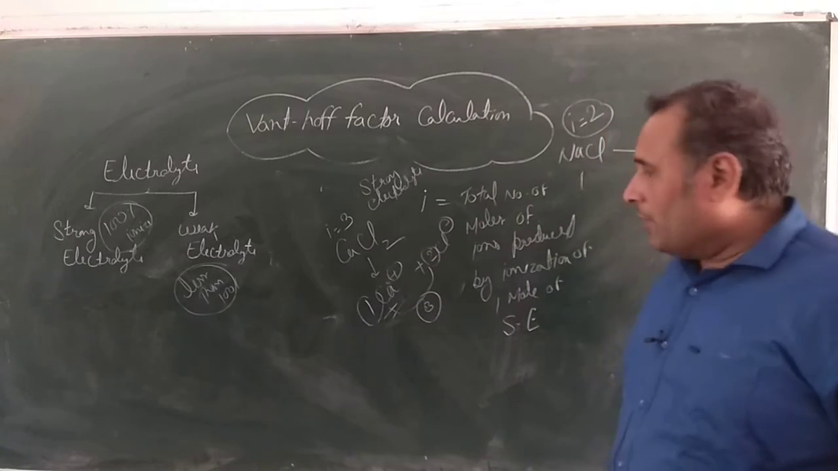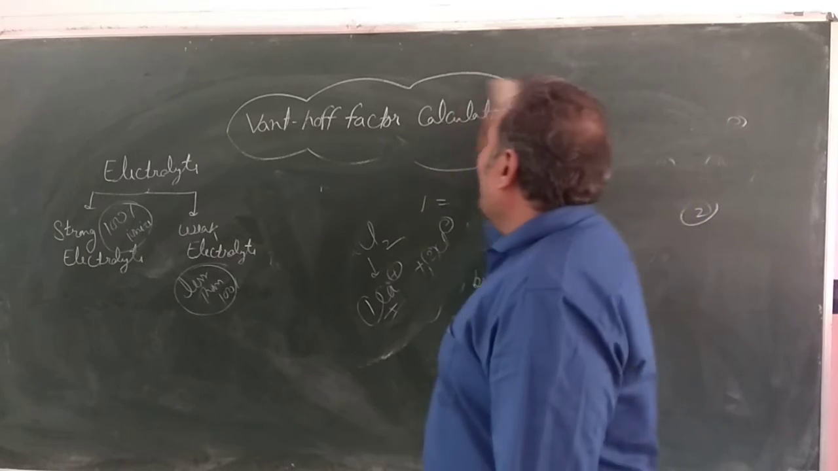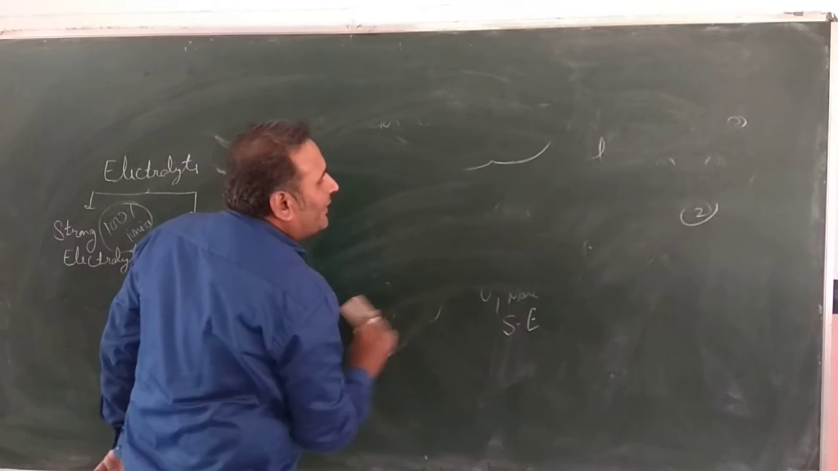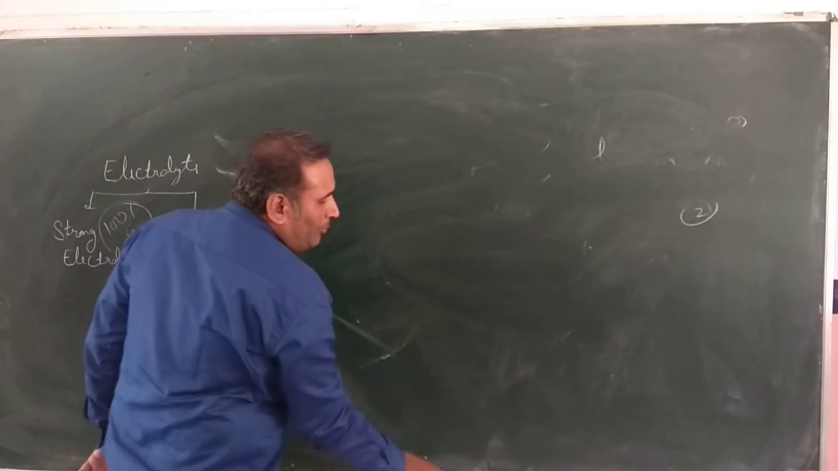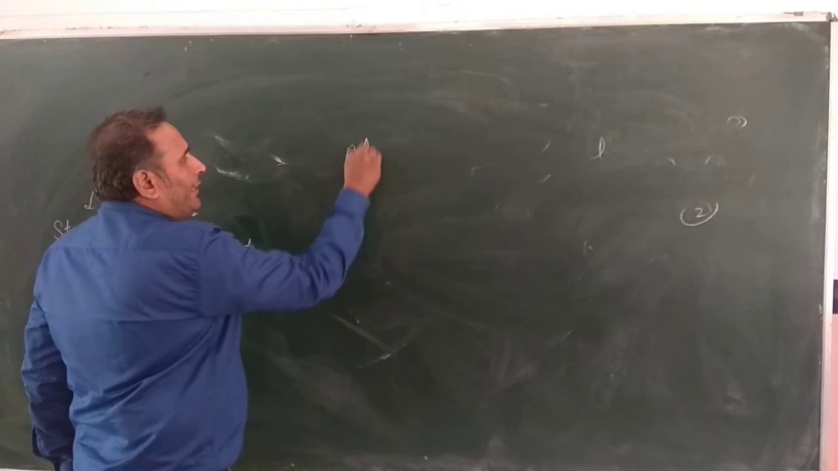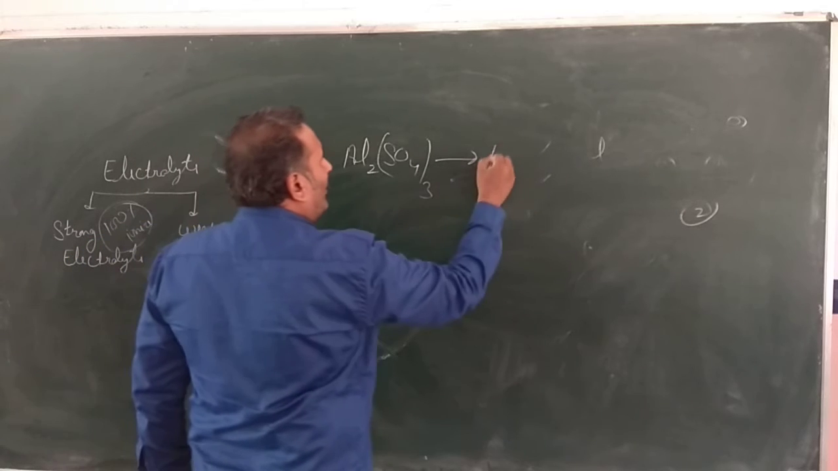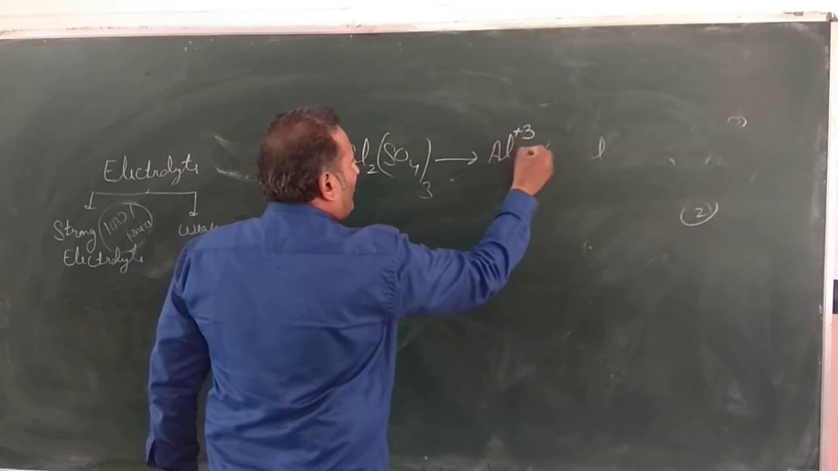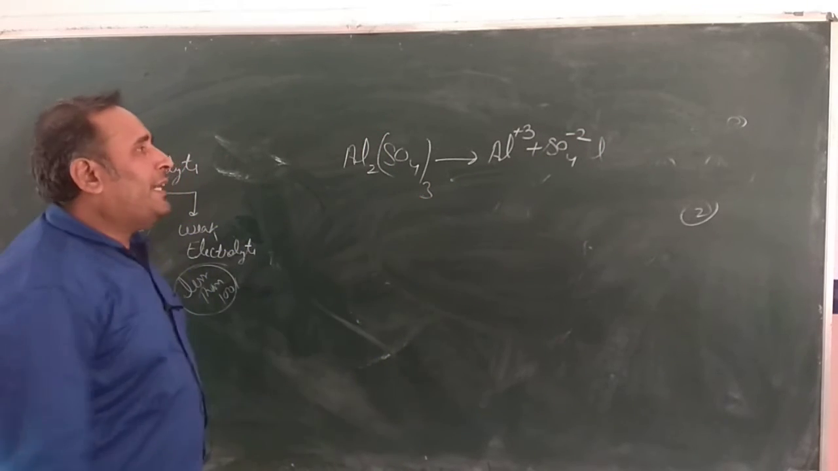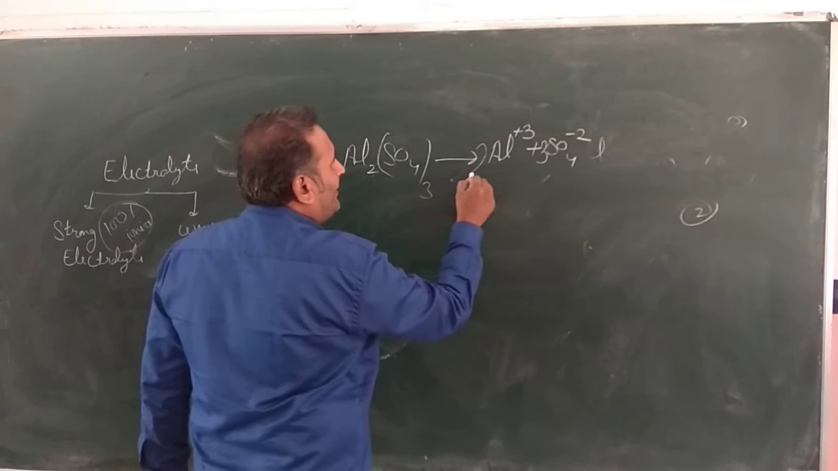Suppose I am talking about aluminium sulfate, and aluminium sulfate is 100% ionized, meaning I am assuming aluminium sulfate is a strong electrolyte. So for aluminium sulfate, Al2(SO4)3 is equal to Al 3 plus and SO4 2 minus. How many sulfate ions would be produced? That is 3 moles. When we balance this equation, aluminium should be 2.